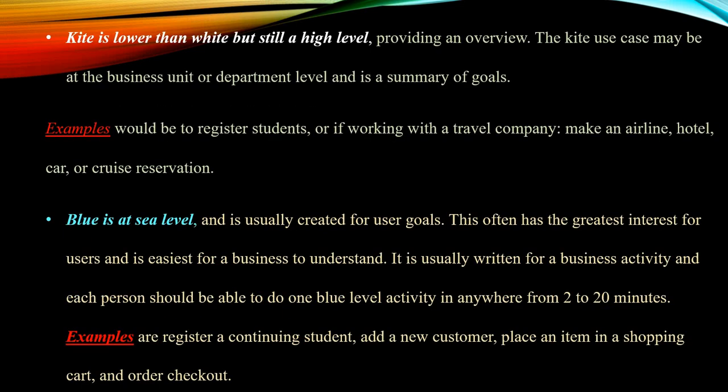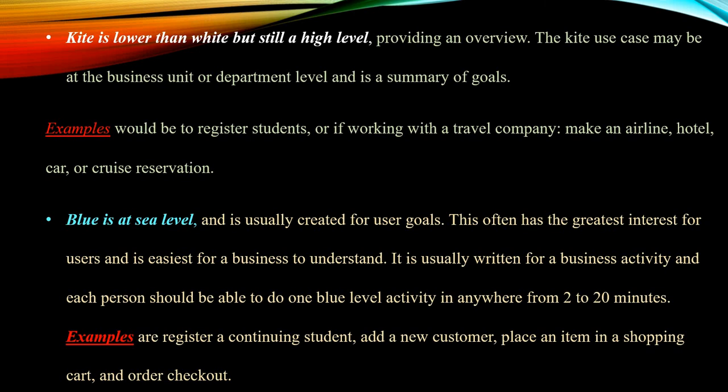Kite is a lower level than white, but is still a higher level, providing an overview. The kite use case may be at the business unit or departmental level and is a summary of goals. Such examples would be to register students, or if working with a travel company, to make airline, hotel, car, or cruise reservations. We shall see the following example on how these levels are represented in a use case diagram.